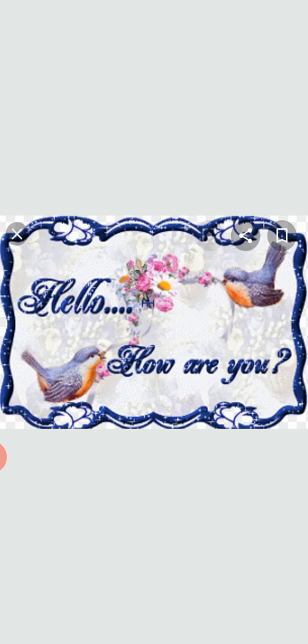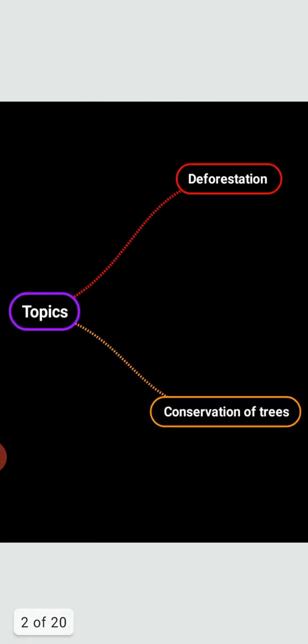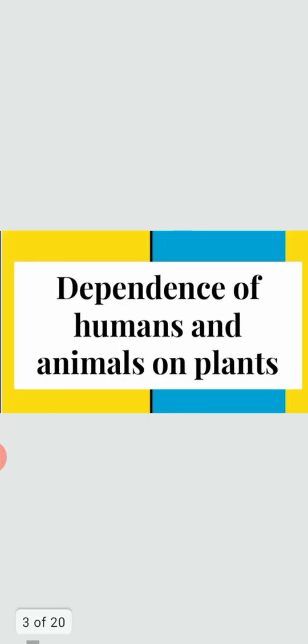This is the fourth and last video lecture of EVS Class 4, Chapter 4. In the third video, we covered the topics deforestation and conservation of trees. Let's discuss dependence of humans and animals on plants.